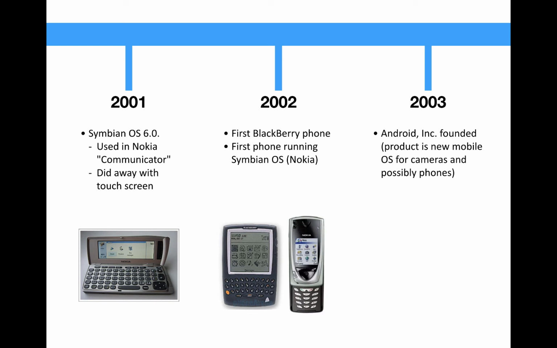In 2003, Android Incorporated was founded by Andy Rubin, who was a former Apple engineer and the founder of a company that made a phone for T-Mobile called the Sidekick. Android was intended to be an operating system for mobile devices, including cameras and possibly phones also.